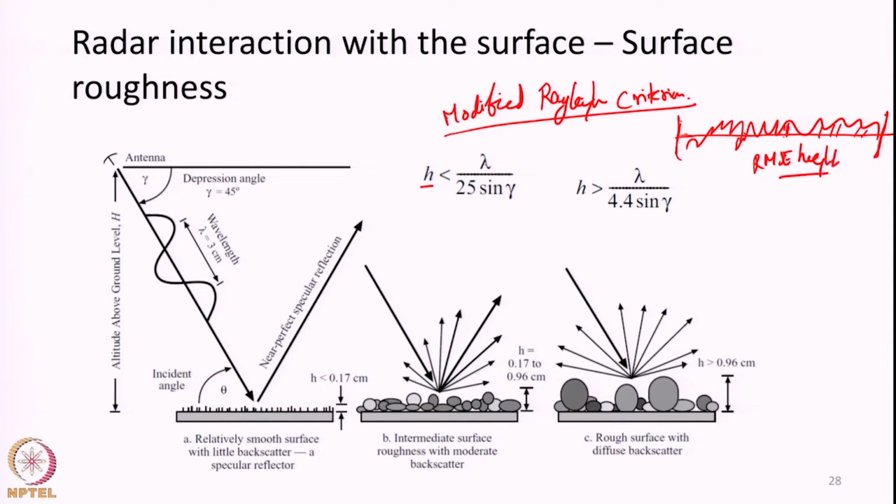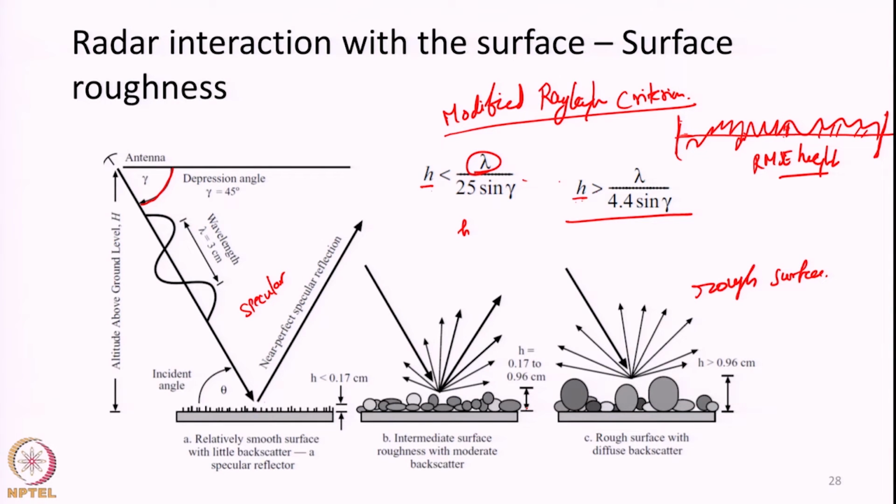If this RMSE height is less than lambda by 25 sin gamma, the surface will be smooth for this particular wavelength and that will act as a specular reflector. So, this we know, if a surface is smooth, it will act as a specular reflector. If the RMSE height h is greater than lambda by 4.4 sin gamma, it will act as a rough surface. Or if the RMSE height is varying between these two limits, the surface will act as an intermediate. So, what exactly will happen?